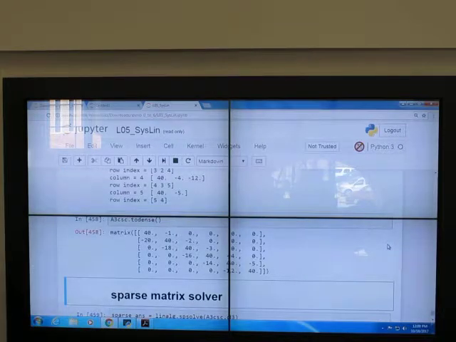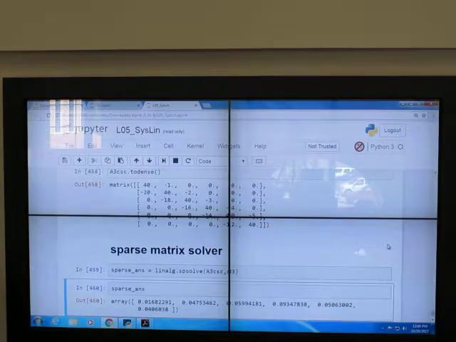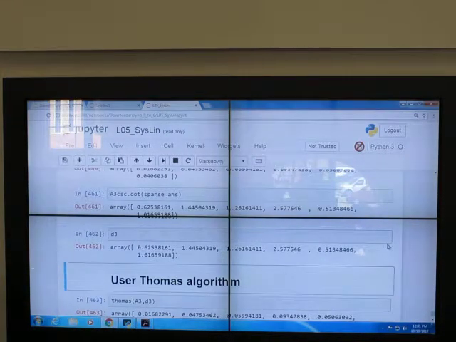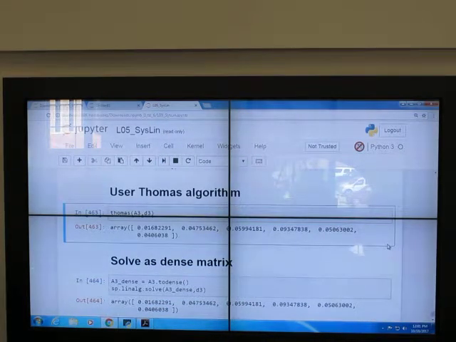Sparse matrix solver, just linear algebra spsolve, but that has to be from scipy.sparse. Just solve it, get the answer. Quick dot product also works. Then I can use the Thomas algorithm.